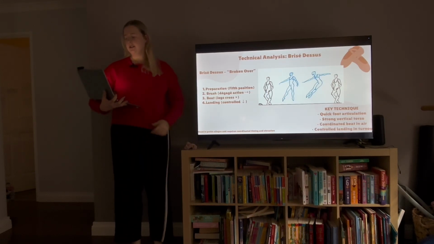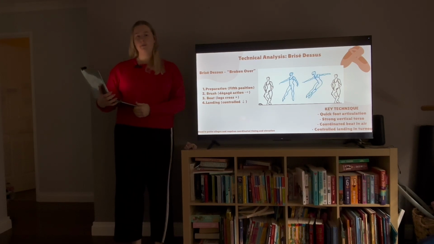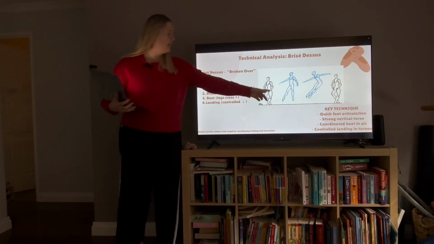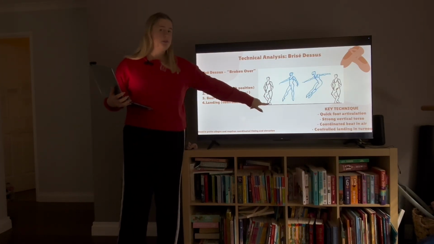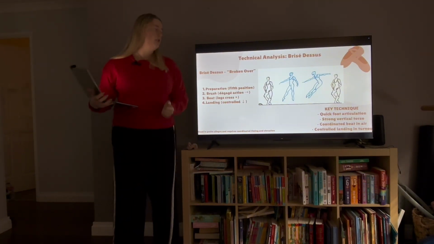The first analysis I'll be addressing is a brise dessous. A brise dessous means to be broken over. There are 4 major steps in a brise dessous that should be required to execute the step correctly. The first, as we can see, is preparation. The girl has both feet in 5th position and she is ready. She's got her deepest plie going and she's ready to go and jump.